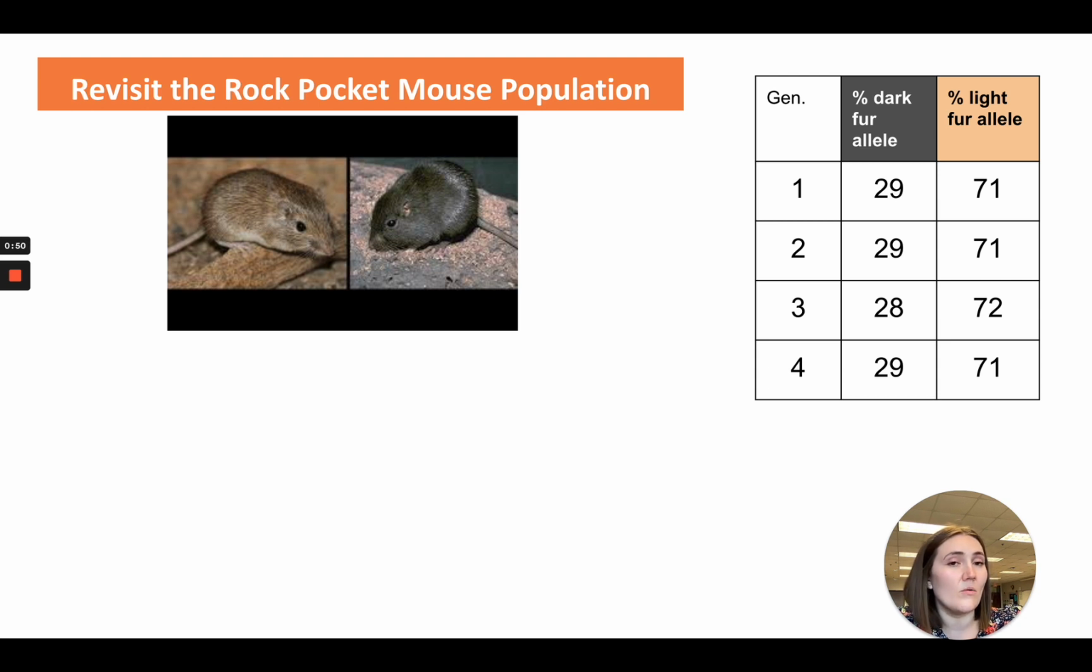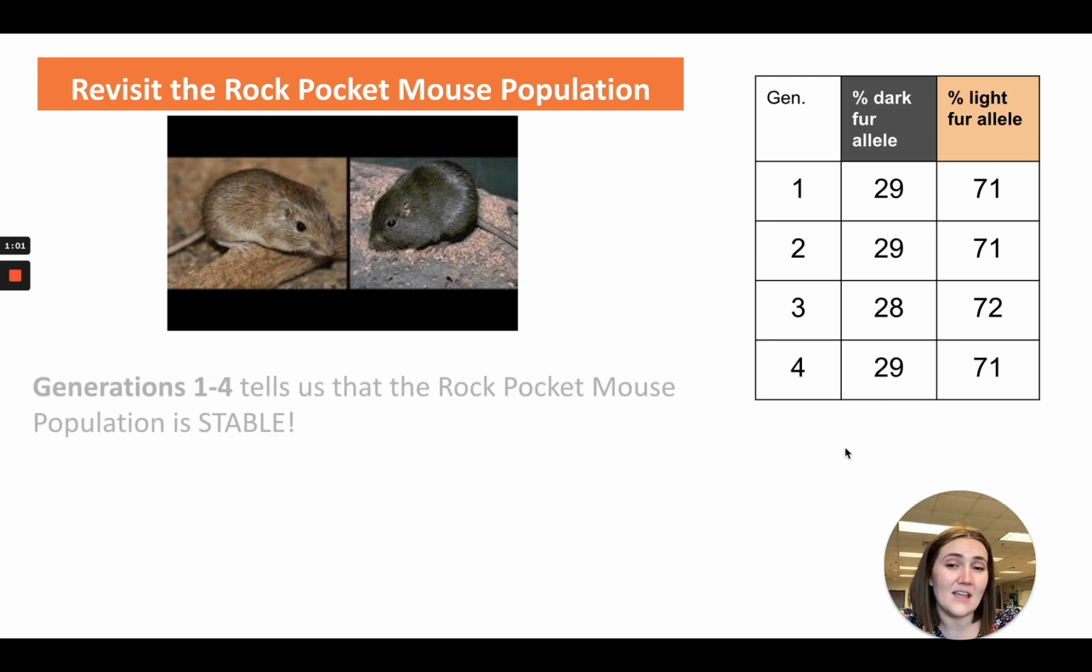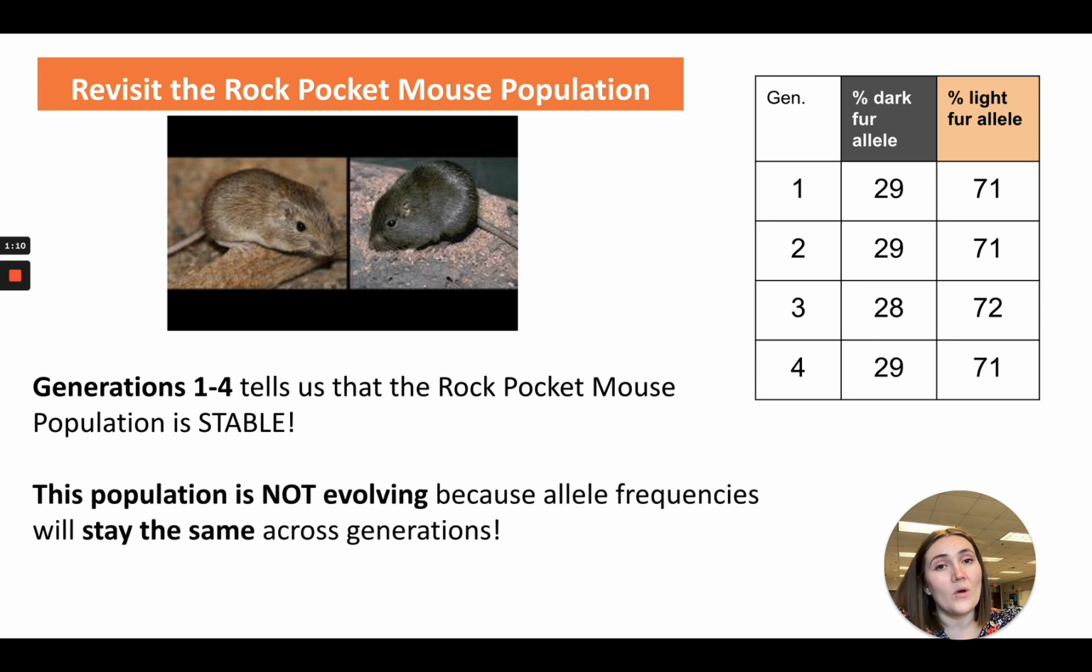So as a result, what we can see from right here, the majority of the gene pool is containing that light fur allele. And we can see that from generation 2, 3, and 4, it pretty much stays the same. So from generations 1 through 4, this tells the field biologist that the rock pocket mouse population is stable. What we can take away from that is that this population is not evolving because the allele frequencies that we see above here in that table, they stay the same across the generations.